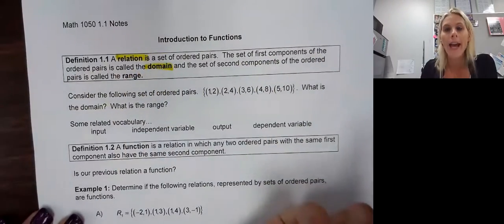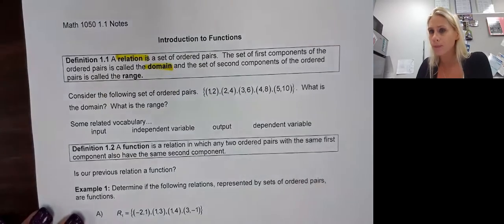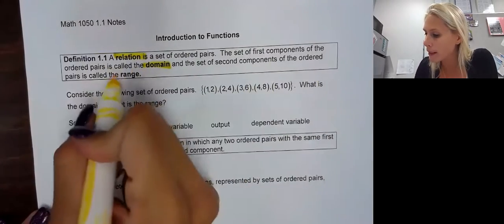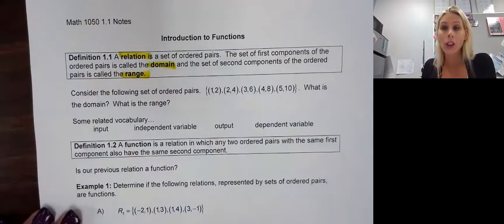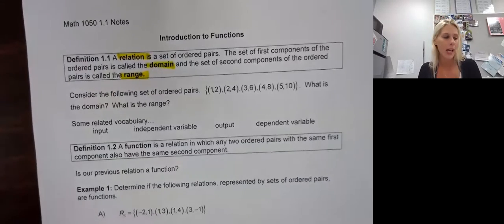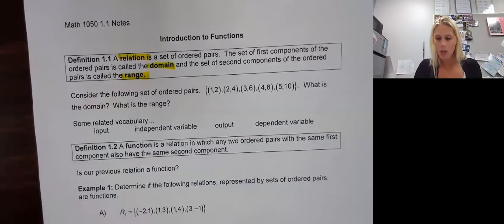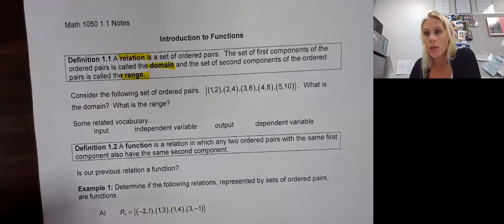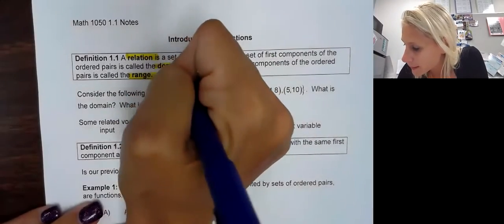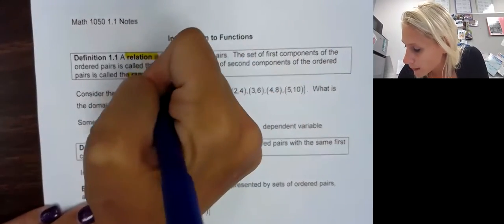So the first set, that's your x values. The second component is called the range. And of course, the second value is the y value. So I might want to write that down for me so I know later. Domain are x's, range are y's.